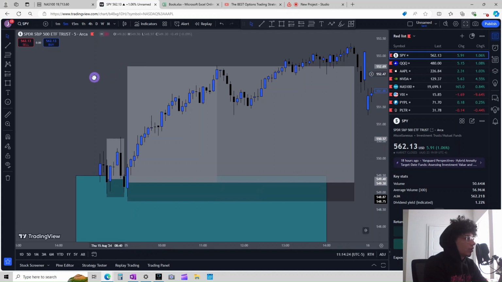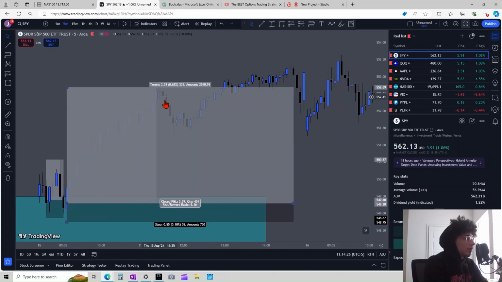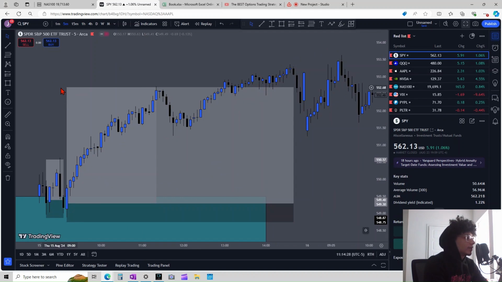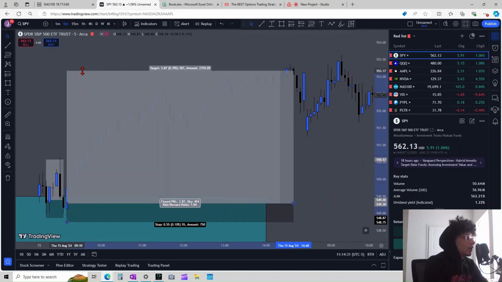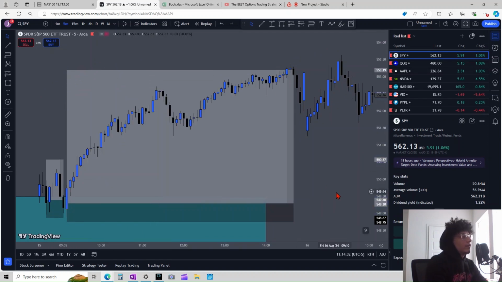So 1 to 6 RR. But the furthest, because obviously you can see they start pulling back a little bit. But let's say you tried to hold it even further up, you know, right around there. So that's a 1 to 7 RR. That's a really, really big trade.